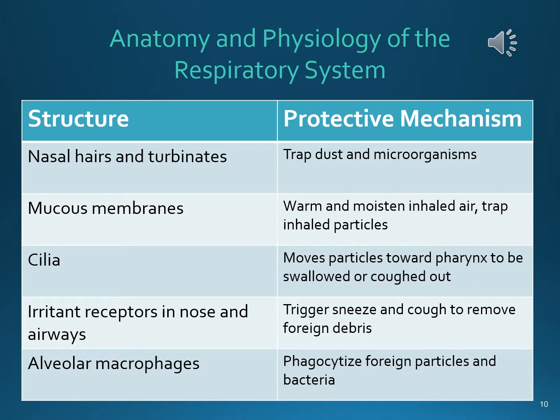Another kind of structure that's actually in the lower respiratory system, but I'll go ahead and talk about it here, is your alveolar macrophage. So these are white cells that phagocytize foreign particles and bacteria and provide protection in your lower respiratory system.